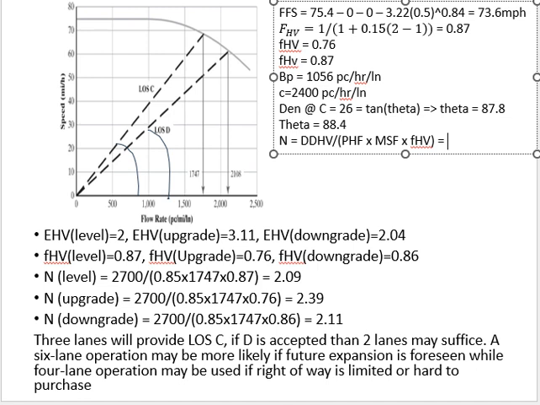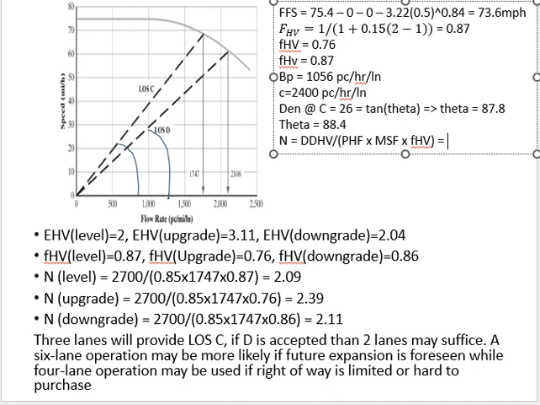factors for that to find the... Hold on a second. 2.39 is the minimum you need for level of service C. Can you go less than the minimum? You cannot. Simple. This is the minimum number of lanes you need for level of service C. If you go less than that, you will not have level of service C. Clear?